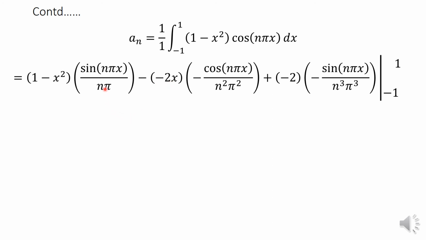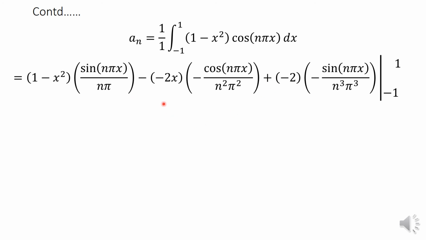Next again integrate this one. Integral of sin n pi x by n pi is minus cos n pi x divided by n pi into n pi we get, so that is n square pi square. Next we get a plus sign. We are going to get alternately plus and minus signs. So here we have a plus sign, here we have a minus sign, therefore next we have a plus sign.